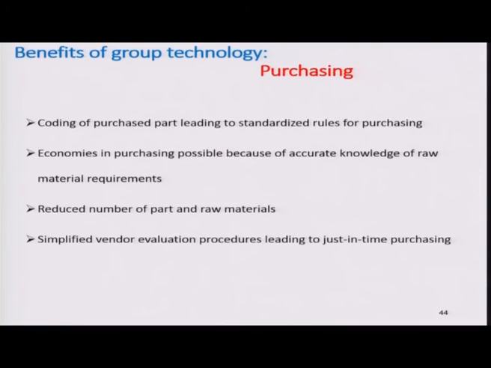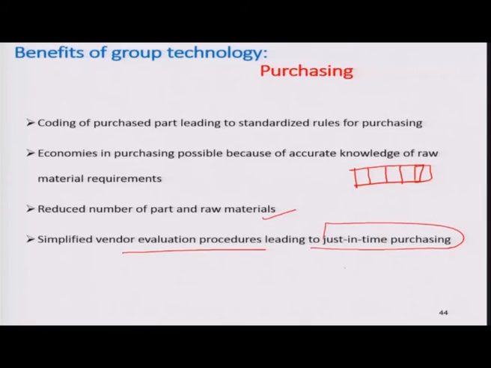Now purchasing: coding of purchased parts leading to a standardized rule of purchasing. Economies in purchasing are possible because of accurate knowledge of raw material requirements. If you use a standard coding system, any buyer can check the coding of that part and say that this is made of this material. This will be very easy for the buyer as well as the vendor. Also, reduced number of parts and raw materials, and a simplified vendor evaluation procedure leading to just-in-time purchasing.